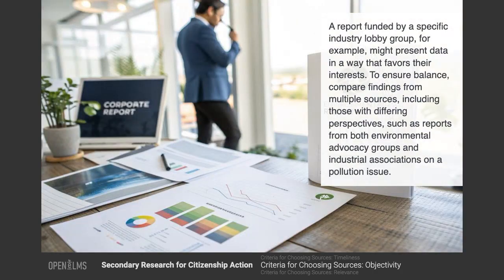A report funded by a specific industry lobby group, for example, might present data in a way that favors their interests. To ensure balance, compare findings from multiple sources, including those with differing perspectives, such as reports from both environmental advocacy groups and industrial associations on a pollution issue.